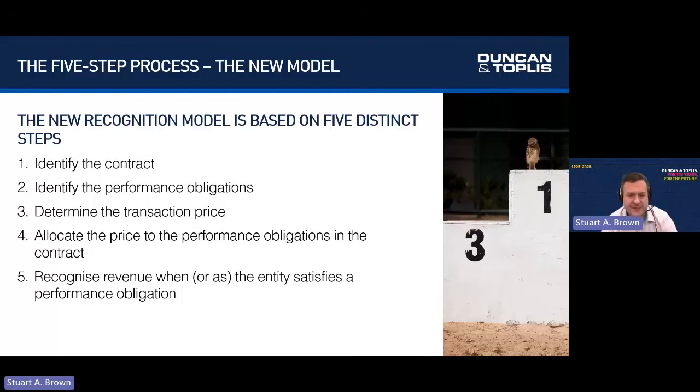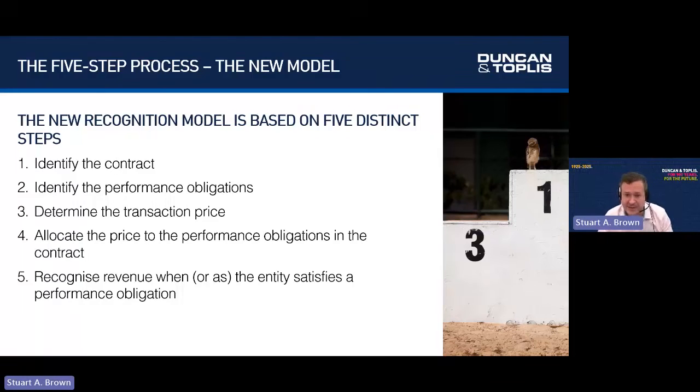So, the 5-step process. This is a move away from recognizing revenue as it currently is, which is when the risks and rewards of ownership are exchanged. You now move to a 5-step model, which mirrors the IFRS standard. Step 1, identify the contract. 2, identify what you need to provide to your customer, the performance obligations. 3, determine the transaction price. 4, allocate the price to the performance obligations. And 5, recognize the income.